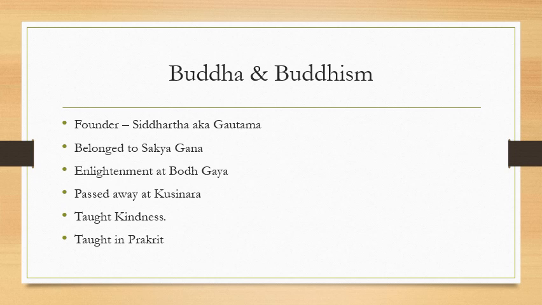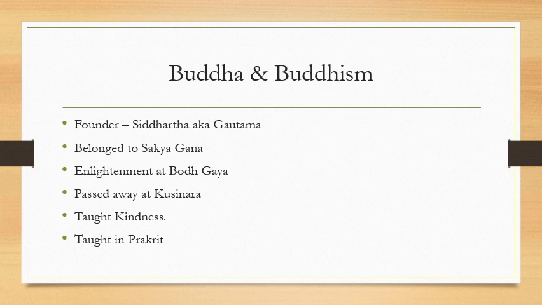Now we talk about Buddha and Buddhism. The founder of Buddhism was Siddhartha. He was also known as Gautam. He belonged to a small gana known as Sakya gana and was a Kshatriya. He attained enlightenment under a peepal tree at Bodh Gaya in Bihar. Post that, he was known as Buddha or the Wise One.